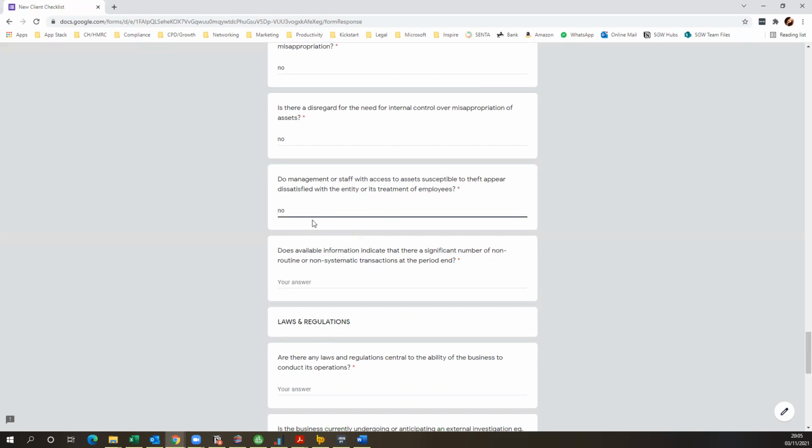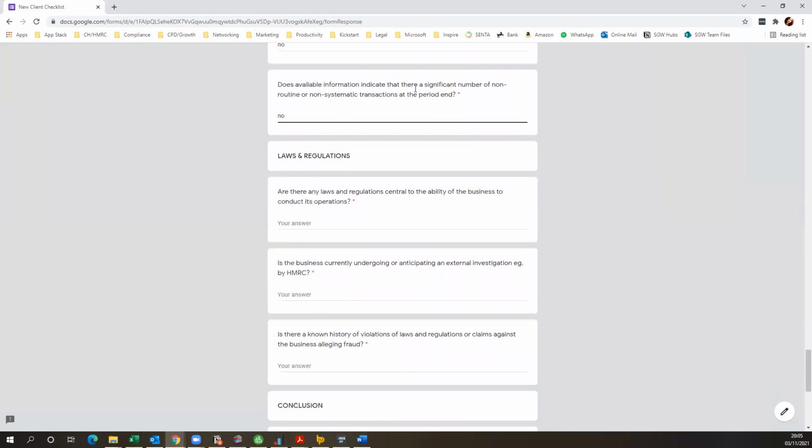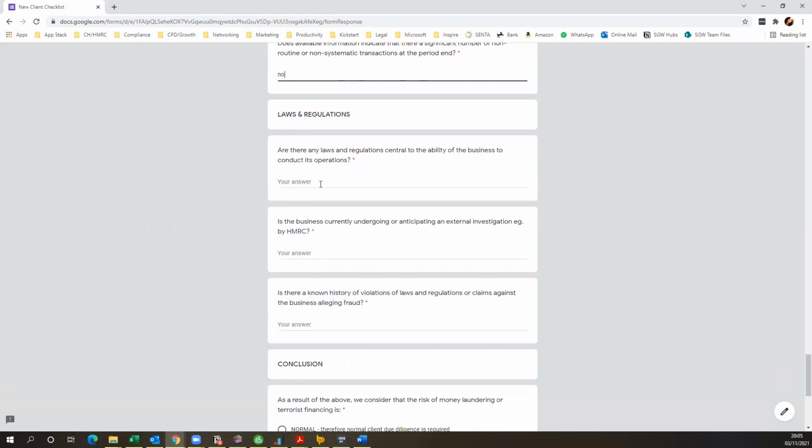Does available information indicate that there is a significant number of non-routine or non-systematic transactions at the period end? Again, we might not know about that at this point. If we have, and it just looks very odd, then just mention something there.